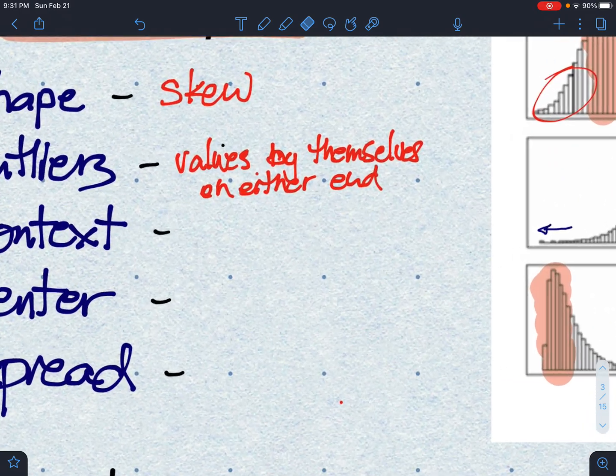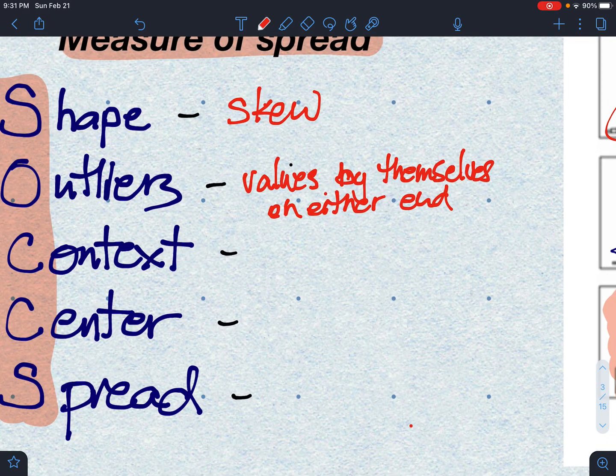Context. So the data, what does it mean? What is the significance of the data? What do the numbers mean? Significance.